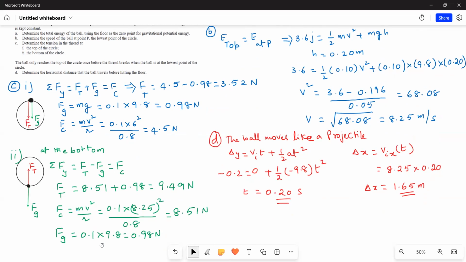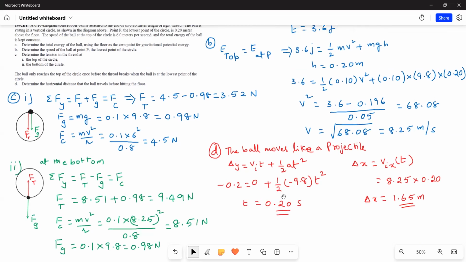Fg is equal to 0.1 times 9.8, 0.98 newtons, and Fc is equal to mv squared over r. Remember, here the velocity is different from the top point. We calculated this velocity as 8.25 meters per second, which we plug in here to calculate Fc. When we plug in that value, we get 8.51 newtons. Therefore, Ft is equal to Fc plus Fg, which is 8.51 plus 0.98, equal to 9.49 newtons.